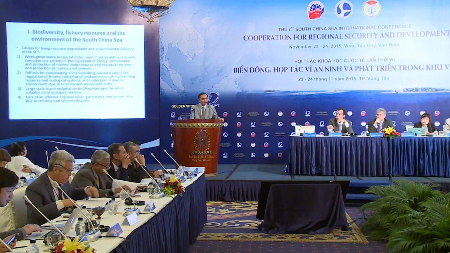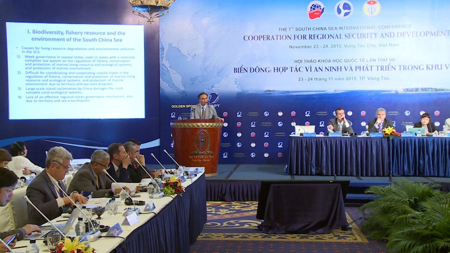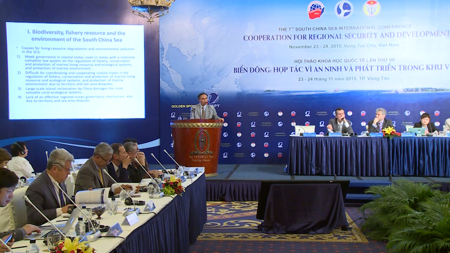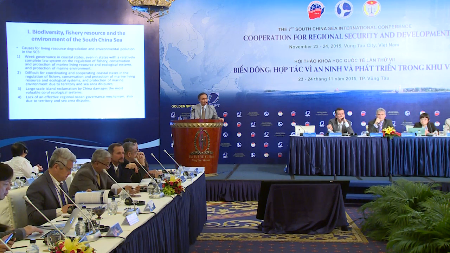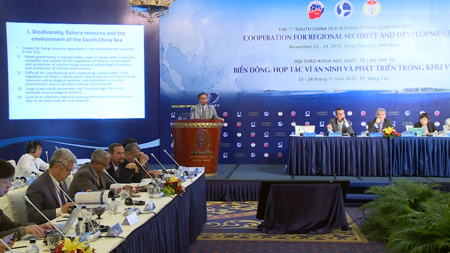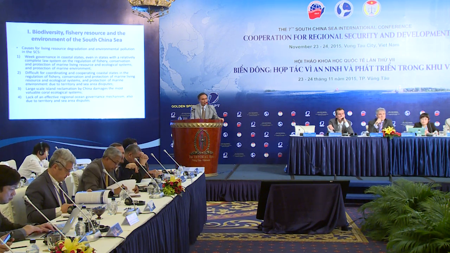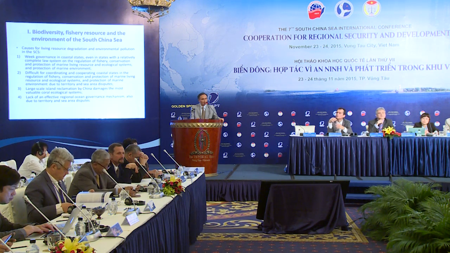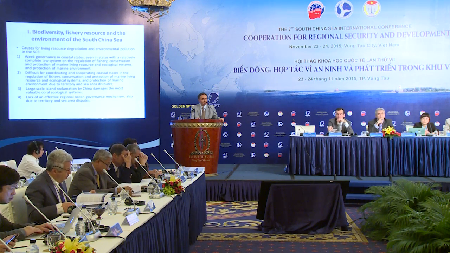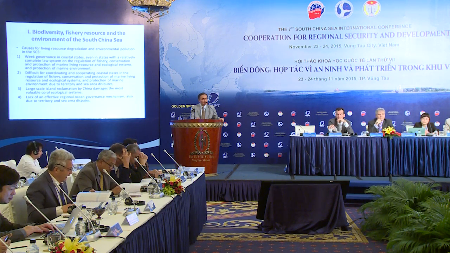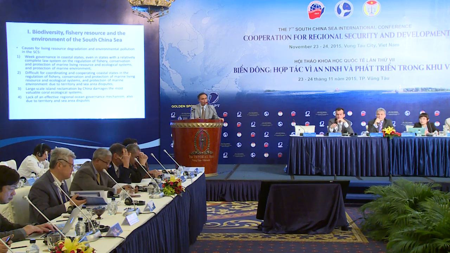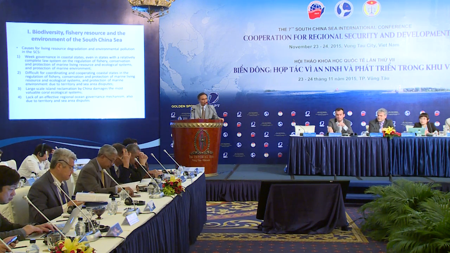And lack of an effective regional ocean governance mechanism, also due to territory and sea area disputes. In fact, the Seas of East Asia have two international coordinating mechanisms. The first one is the Coordinating Body on the Seas of East Asia, abbreviated as COBSEA. And the second one is the Partnership in Environmental Management for the Seas of East Asia, PEMSEA. Those two mechanisms help coastal states, including China and other countries, to prevent further degradation of the environment of the Seas of East Asia.